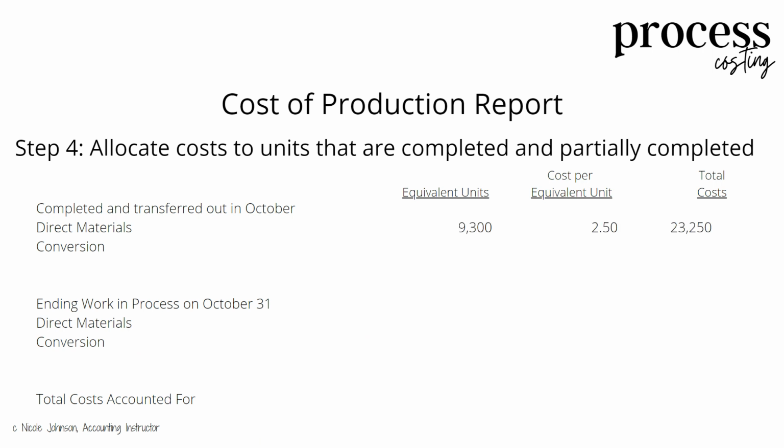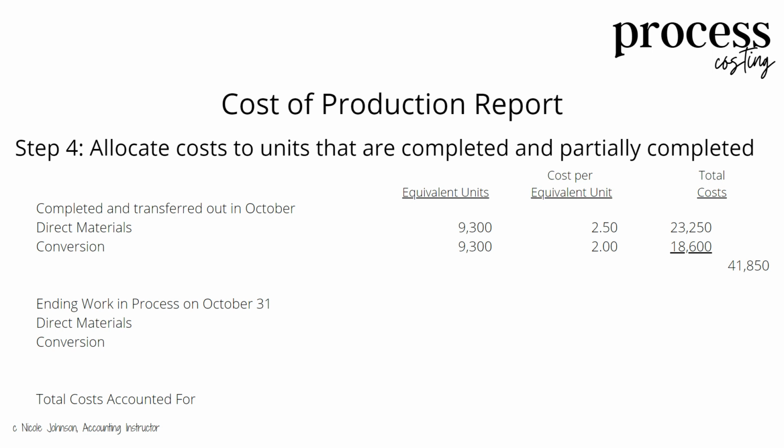For direct materials, there were 9,300 units at a cost per equivalent unit of $2.50. Total cost for that, $23,250. For conversion, our equivalent units complete and transferred out was also 9,300. Cost per equivalent unit was $2. Total cost, $18,600. We're going to add these two together, the direct materials and the conversion, to get the total cost of complete and transferred out of $41,850.